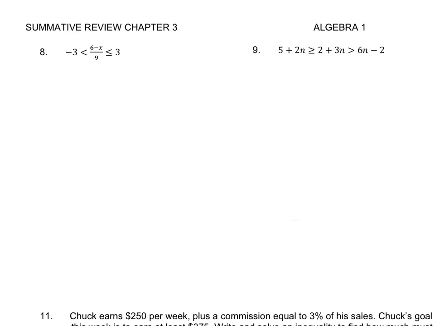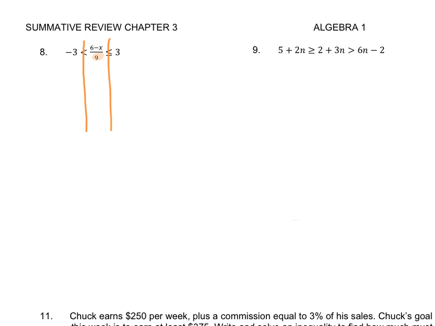Problems 8 and 9 are also both compound inequality problems. They're getting a little more challenging, but they are still solvable. Number 8, because there is only one variable, I can draw my 2 lines and just start solving. The first thing I want to get rid of is this denominator.